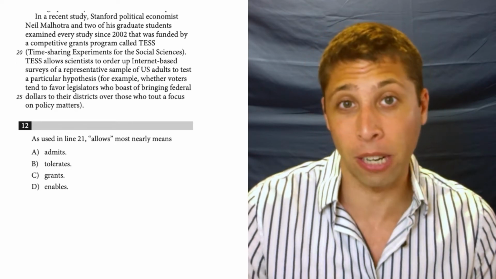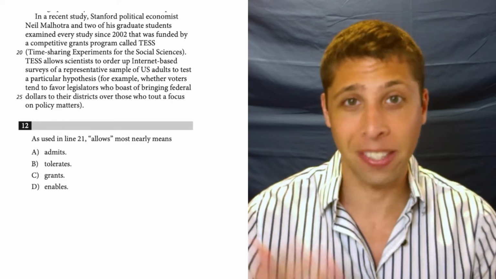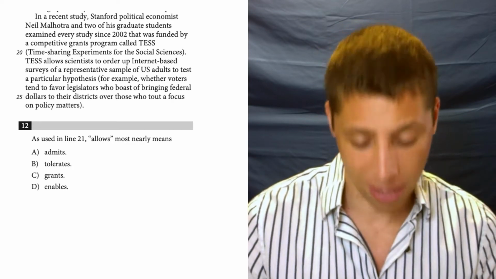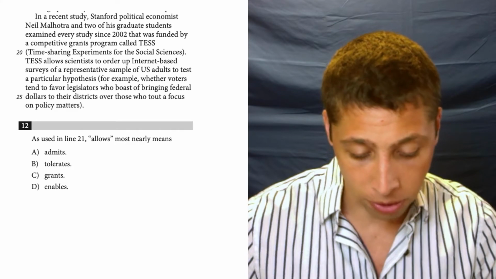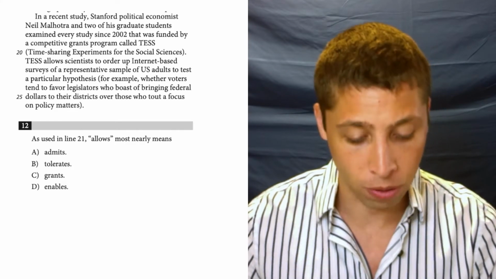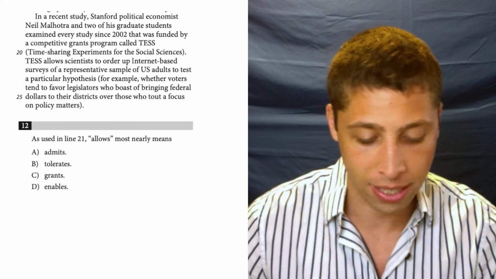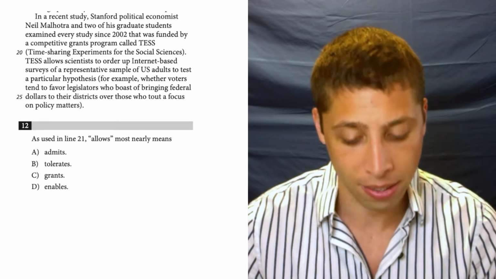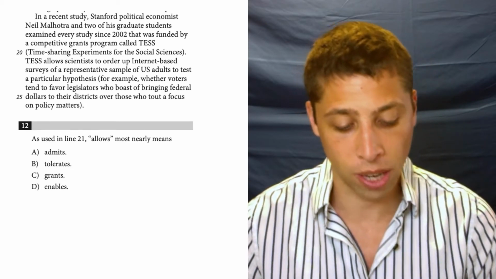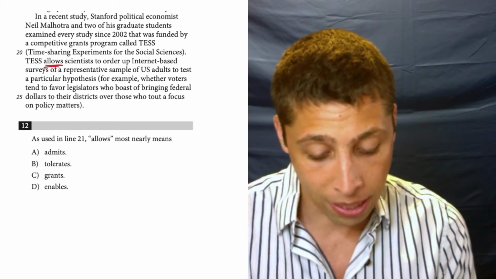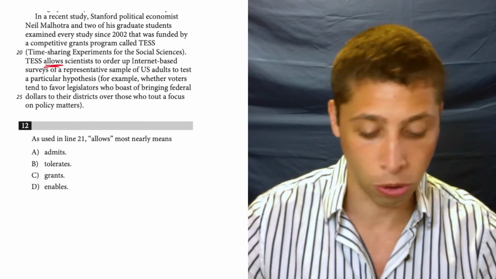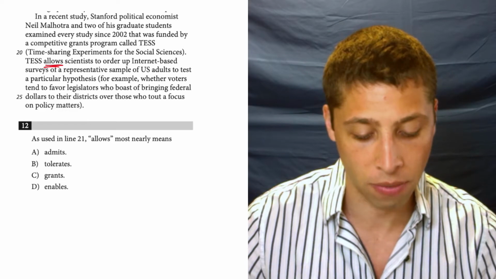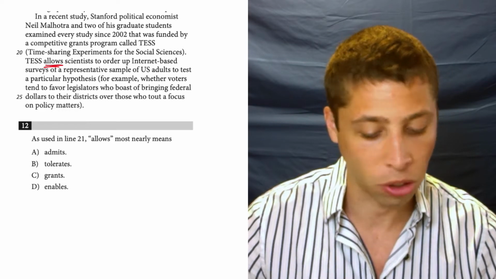I'm going to read the paragraph. I'm going to hope that something about this kind of clues me into what they mean. In a recent study, Stanford political economist Neil Malhotra and 2 of his graduate students examined every study since 2002 that was funded by a competitive grants program called TESS, Time-Sharing Experiments for the Social Sciences. TESS allows scientists to order up internet-based surveys of a representative sample for U.S. adults to test a particular hypothesis.